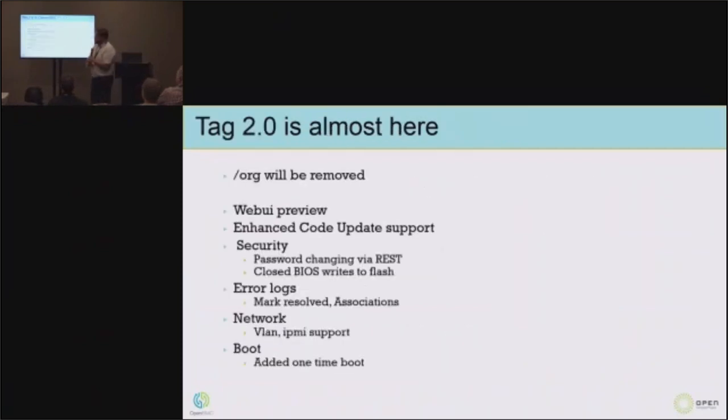All right, so there's been some chatter on the mailing list about tags. There is a tag 2.0, and it's almost here. In the 2.0 tag, the /org is going to get removed. We've got pretty much everything moved over to /XYZ. This is a requirement because we didn't actually own the OpenBMC.org domain, and DBus requires that level of ownership. We do own OpenBMC project.XYZ, so that's what's been going on there. Once the 2.0 tag hits, the org will be gone.